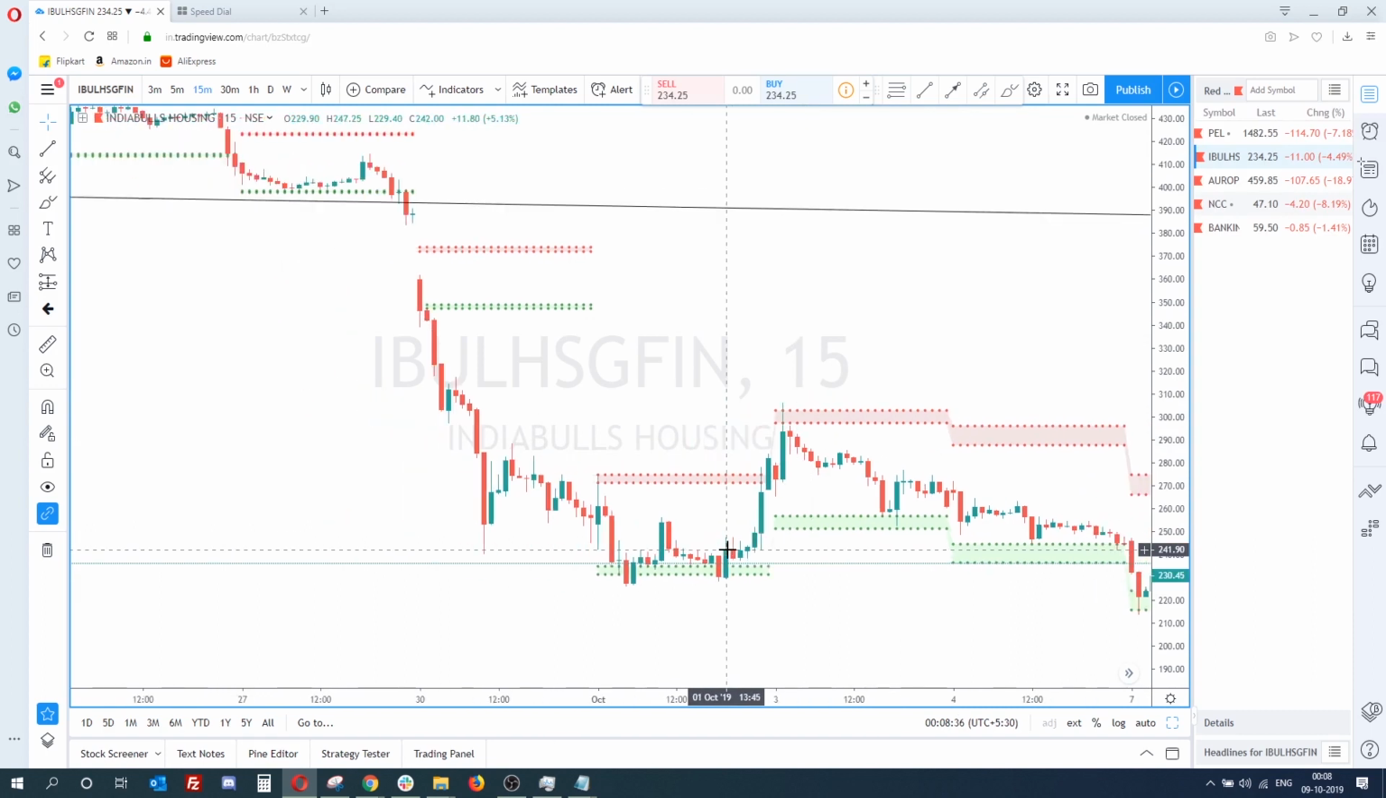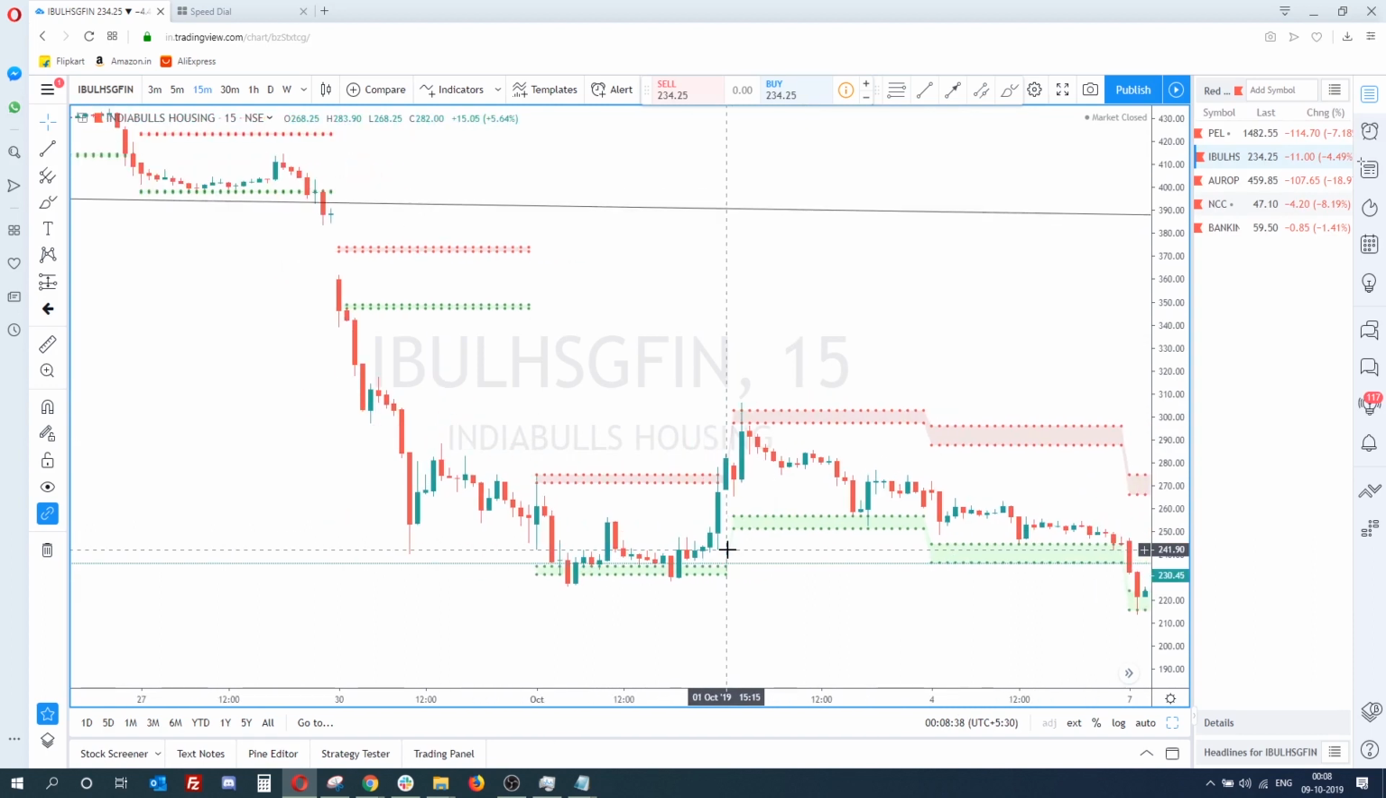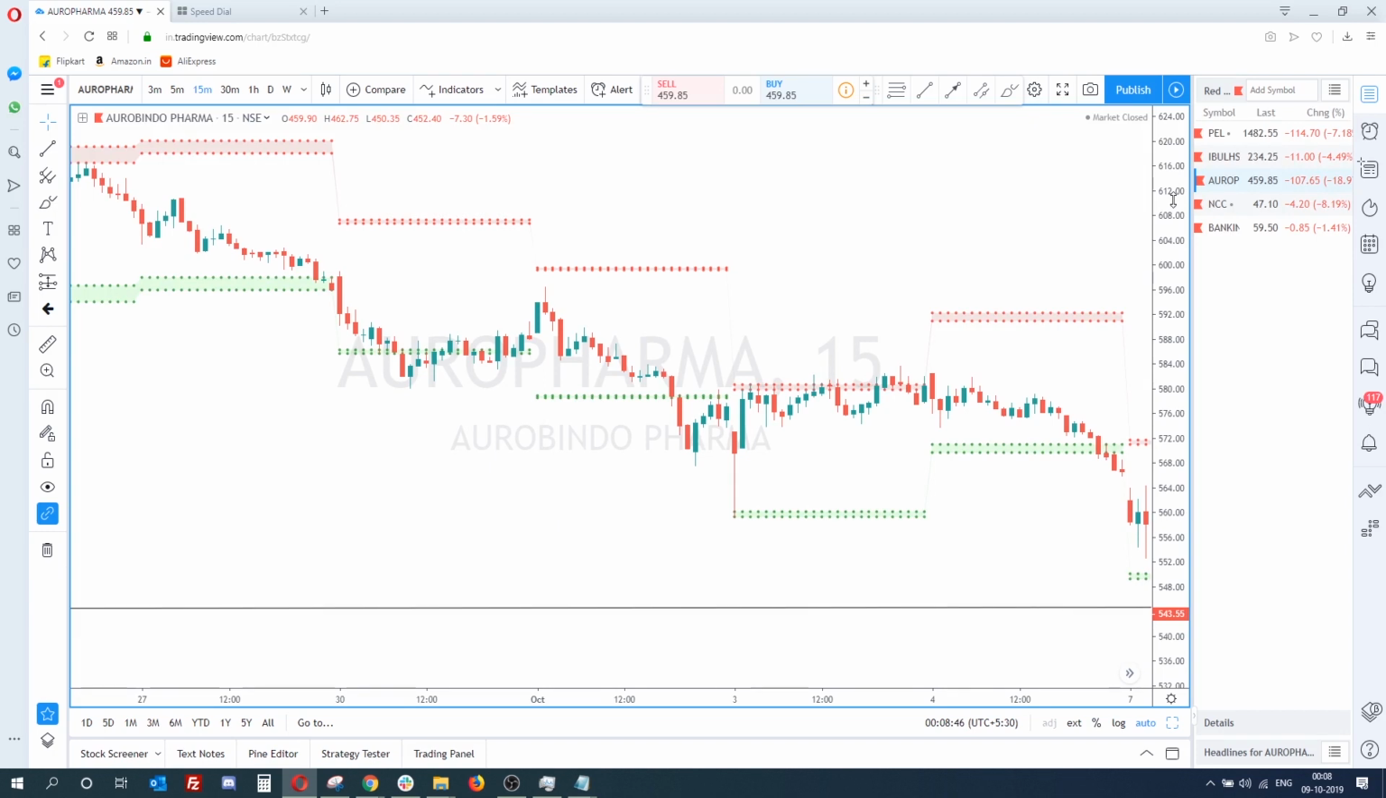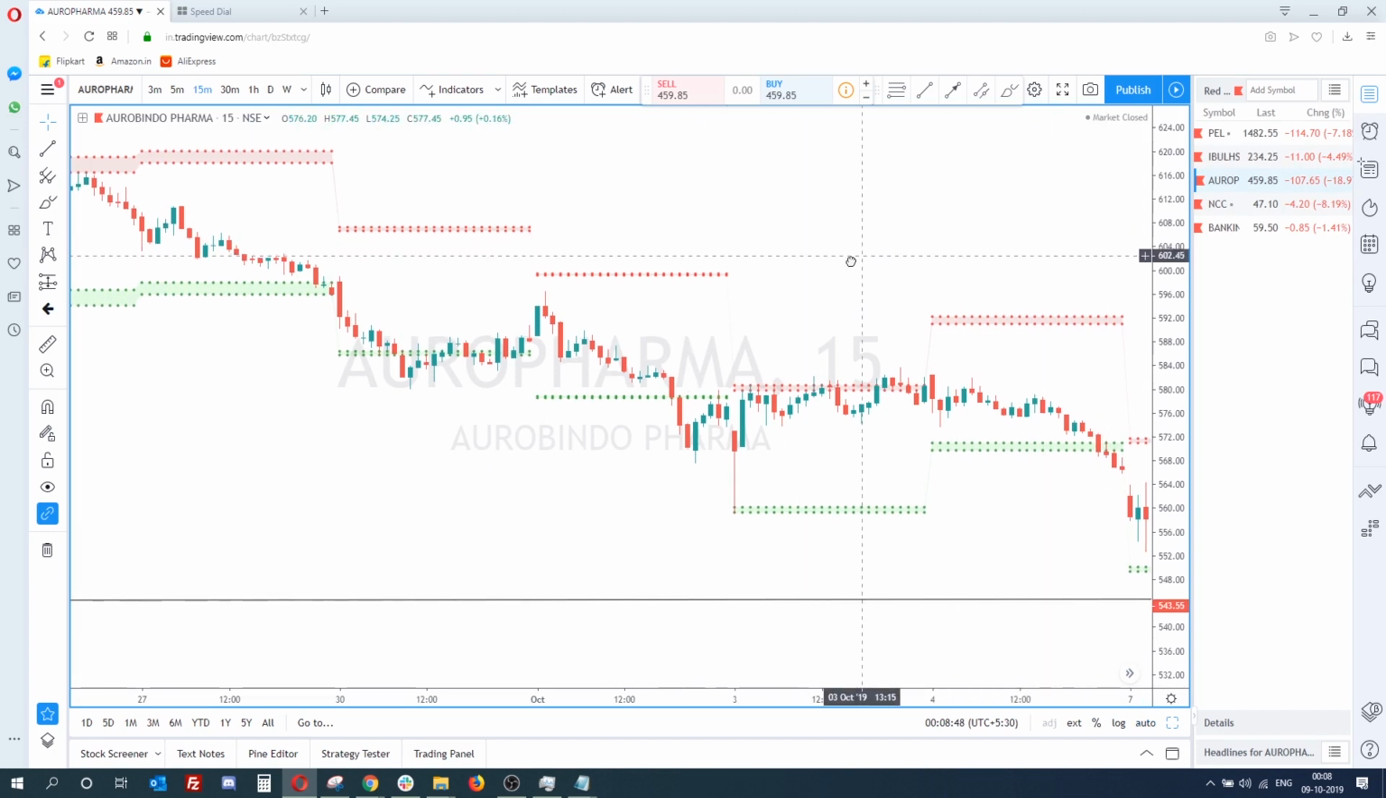Trust me, I have never used an indicator like this, and it's really amazing. I'm not saying this because it's my indicator. You will be able to figure it out yourself when I give you access to these indicators.